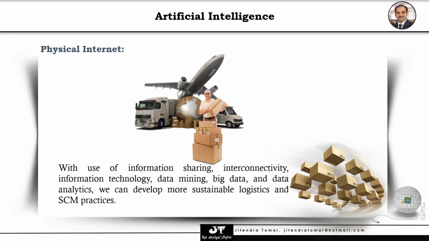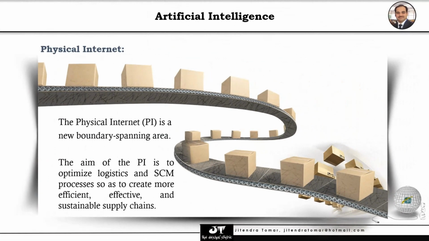If you see, using the latest improvements in information sharing, interconnectivity, information technology, data mining, big data, and data analytics, it is possible to develop new logistics and SCM practices that are sustainable in the long run. The physical internet is a new boundary-spanning area of research and practice that seeks to address this grand challenge. The aim of PI is to optimize logistics and SCM processes so as to create more efficient, effective, and sustainable supply chains, which may lead to innovations in supply chain models and strategies.